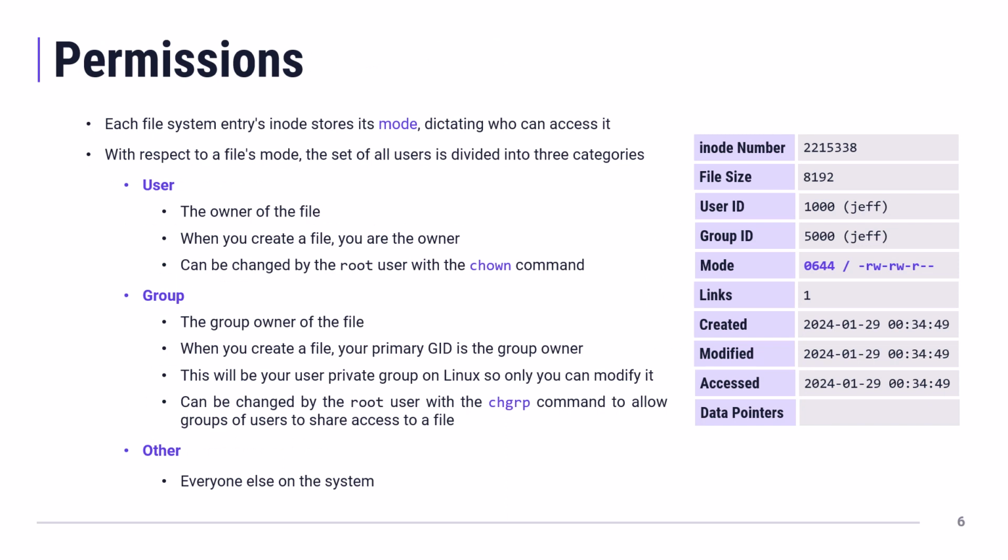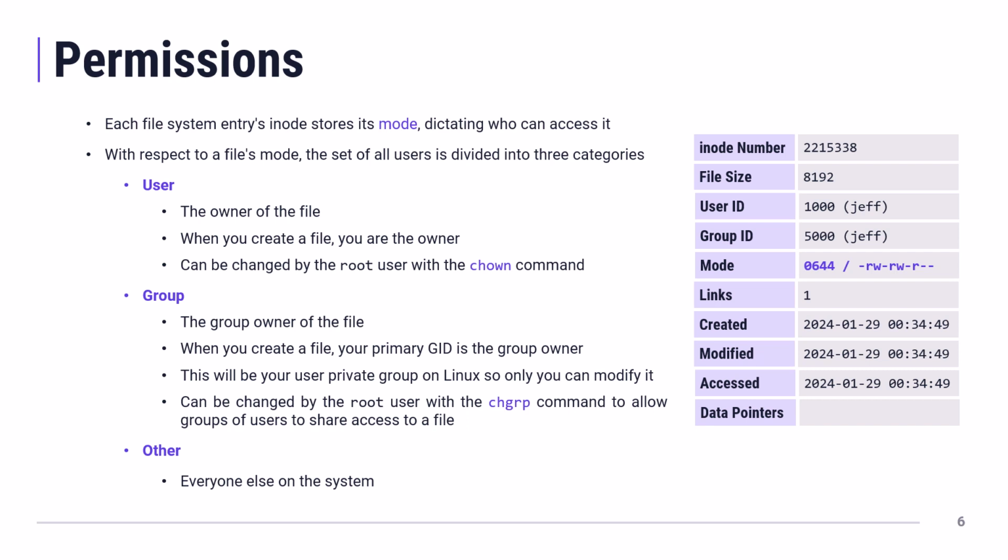I mentioned that every file system entry has a mode, a set of permissions, which is stored in its inode. So you can see here an example inode. It's got a mode of 0644, and we're going to learn in this topic what that means. But just know for now that every single entry has its mode stored in its inode. So it has its set of permissions.